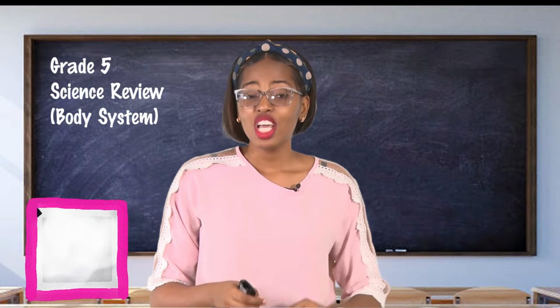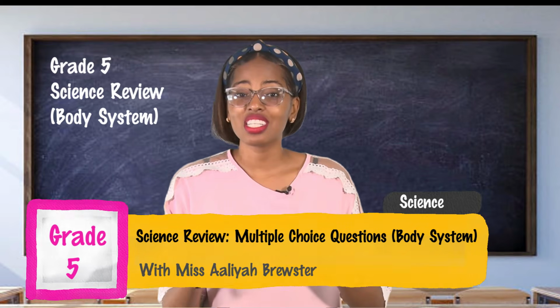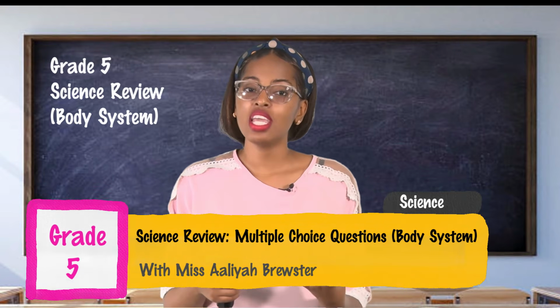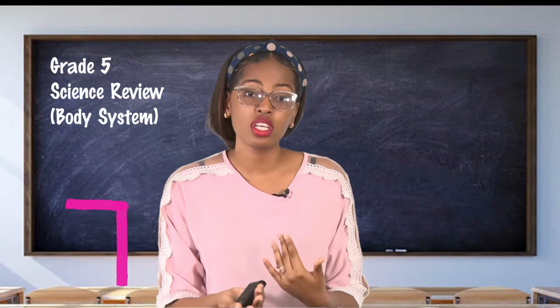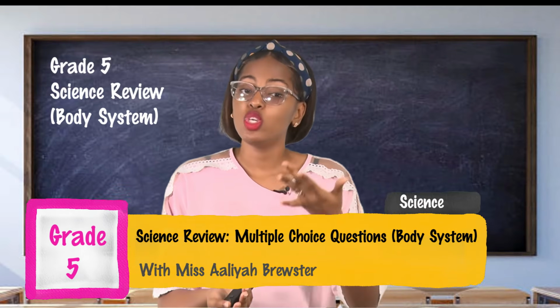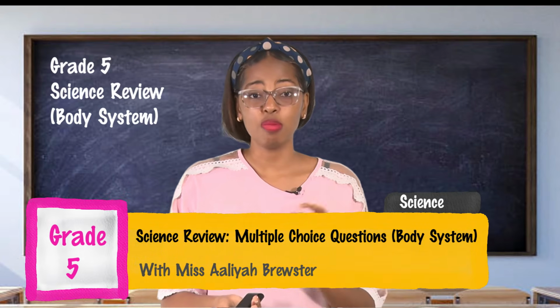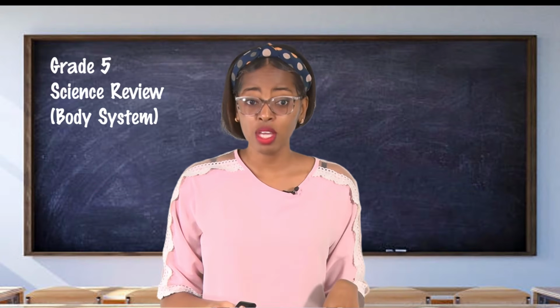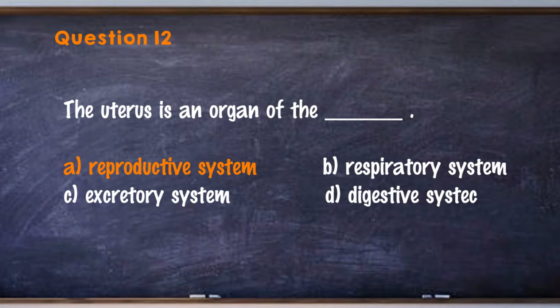Remember we said the womb and the uterus are the same thing? So this is what they do. Sometimes in the exam they may rephrase a question. However, you can see that the answer remains the same because uterus and womb is the same thing, okay? So the answer is A, reproductive system. Good. Let's move on to question 13.